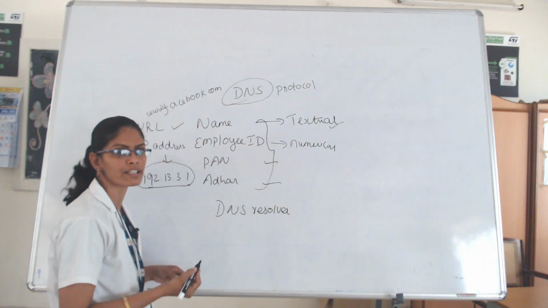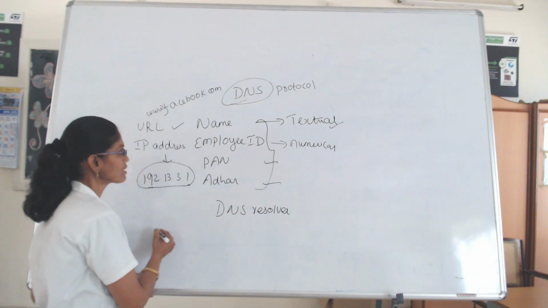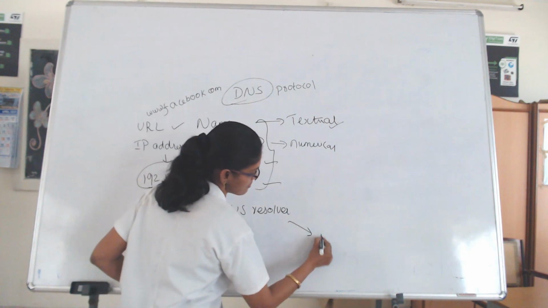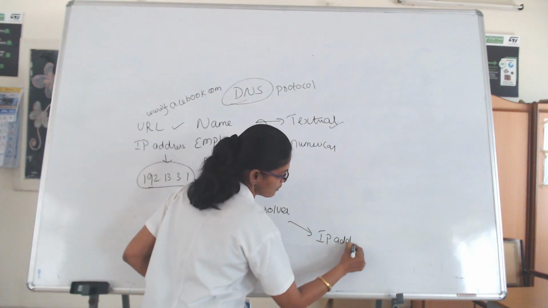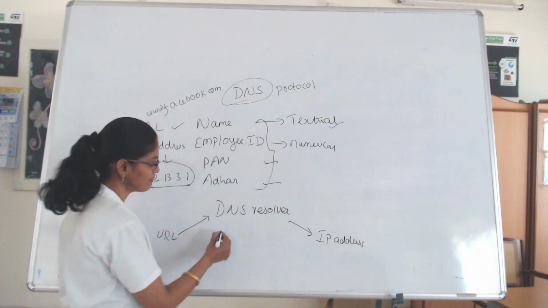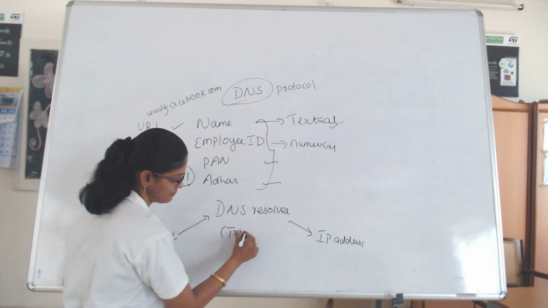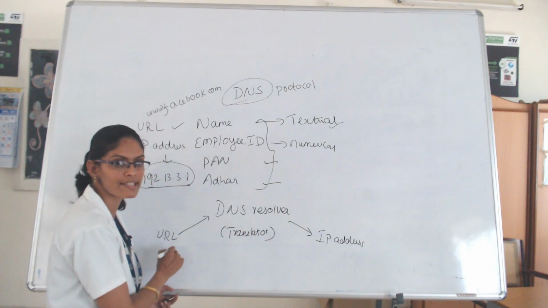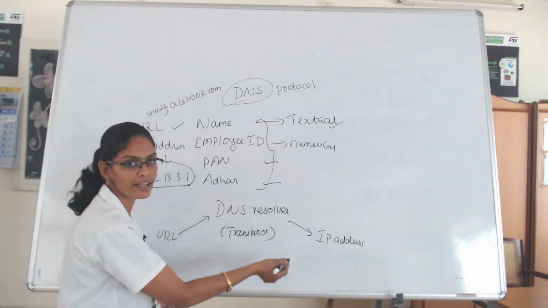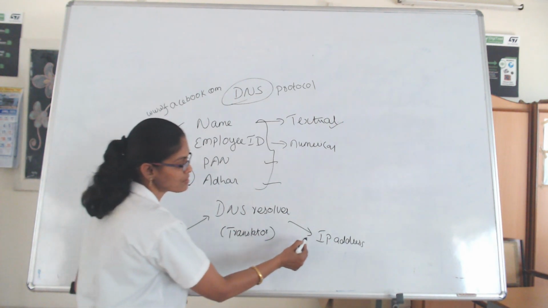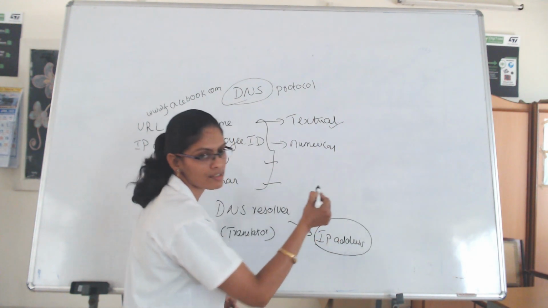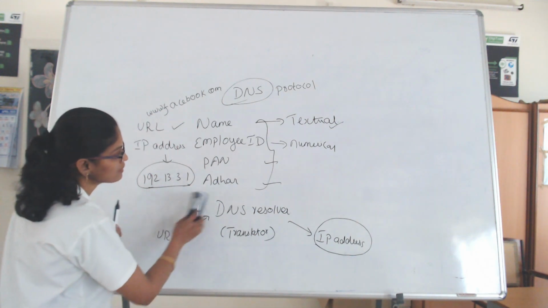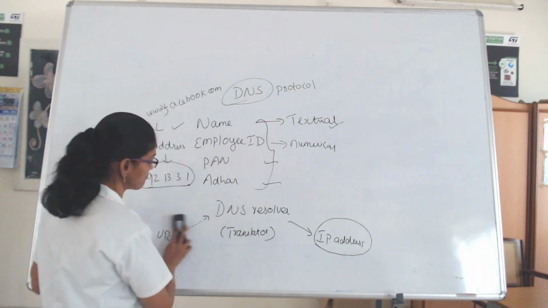So the DNS resolver is like a translator which converts your URL into an IP address. It acts like a translator, converting the URL which is in the textual representation into an IP address which is a numerical term. So computers use this particular IP address to connect to the server. So let's dive into this DNS protocol's working.